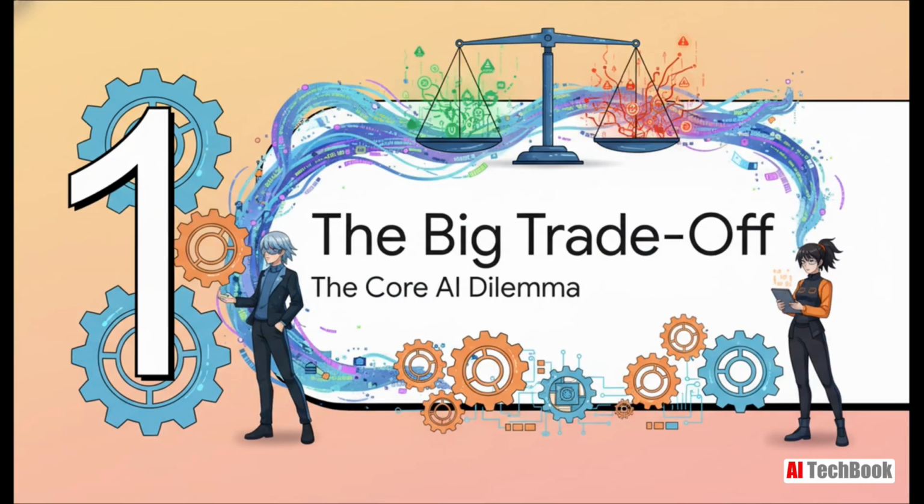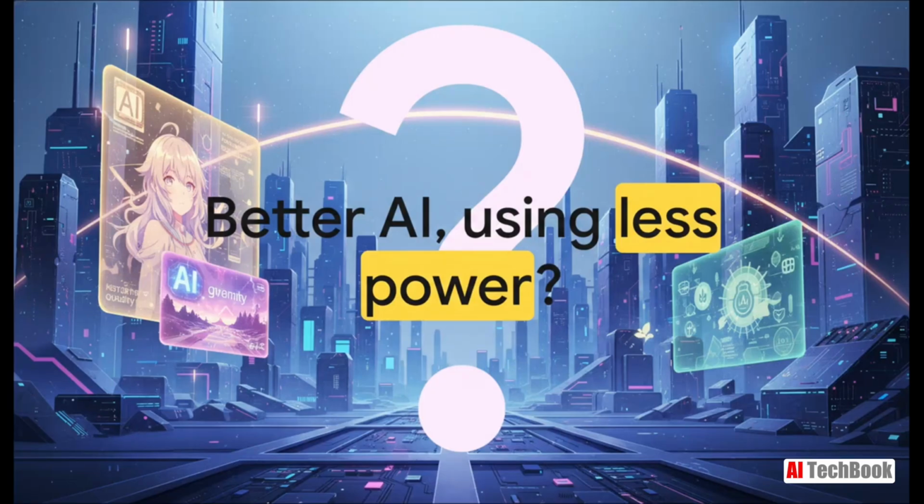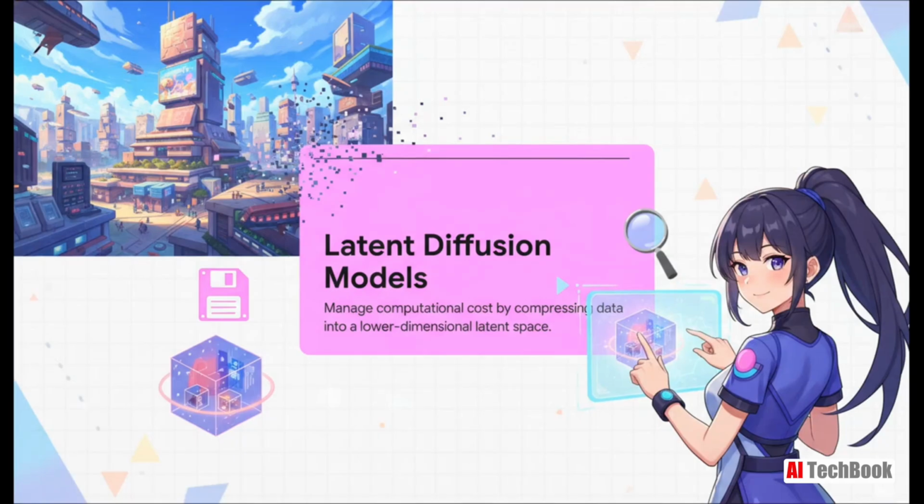In the world of generative AI, there's always been this constant tug of war, a core dilemma that forces developers to make a really tough choice. It's a challenge that has, for a long time, defined the limits of what's possible. Well, until now. At its heart, the question is pretty simple, right? Can we generate better, higher quality AI images and video, but do it using way less computational power? For the longest time, it really seemed like you could have one or the other, but no way you could have both. To get this, we've got to talk about latent diffusion models, or LDMs.